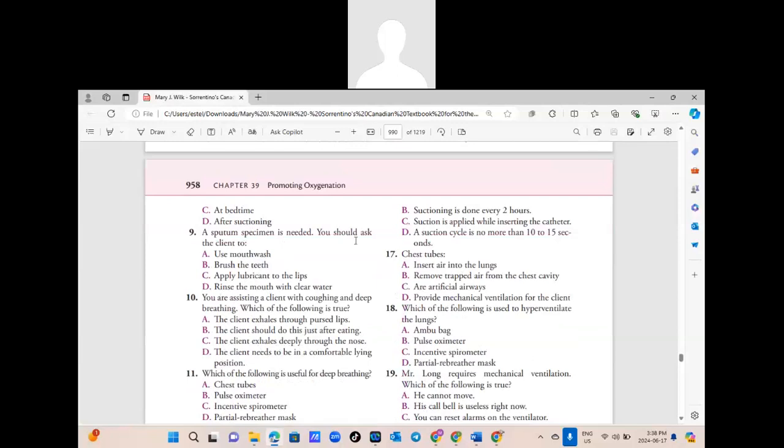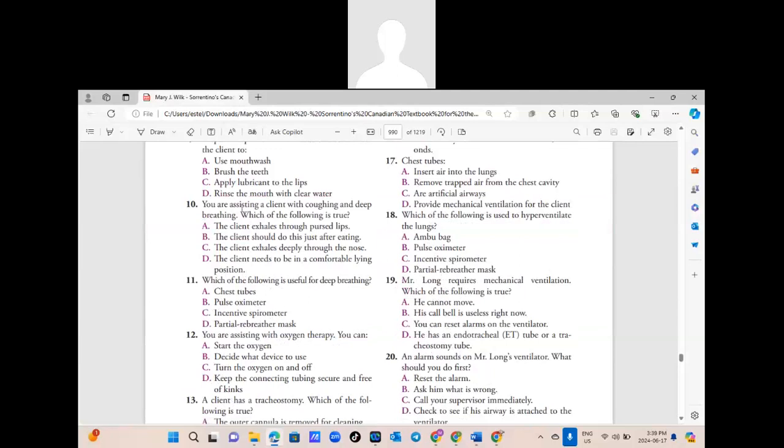Next, number 9. A sputum specimen is needed. You should ask the client to: A. Use mouthwash. B. Brush the teeth. C. Apply lubricant to the lips. Or D. Rinse the mouth with clear water. So I just mentioned that no mouthwash, right? So we're going to let the client rinse the mouth with clear water.